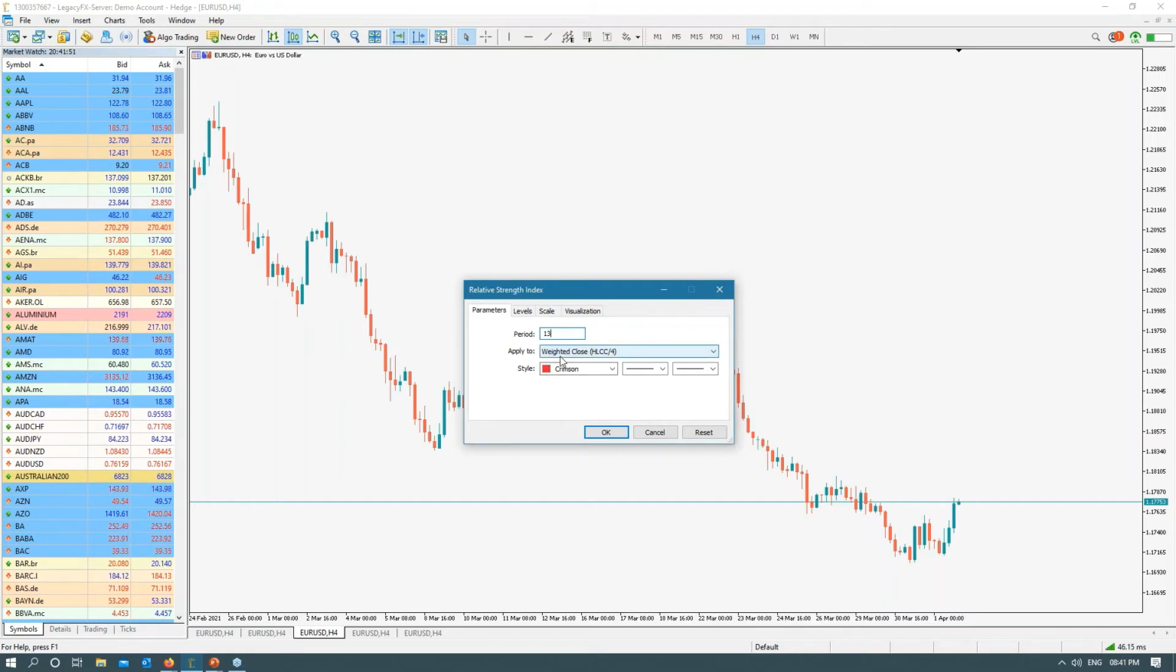Now, averagely speaking, we use a weighted close. Like, remember, it's a 2-part calculation. It's high, low, the close and close divided by 4. But we take a period of 13. Now, that's the default. You don't have to, but it works for me.